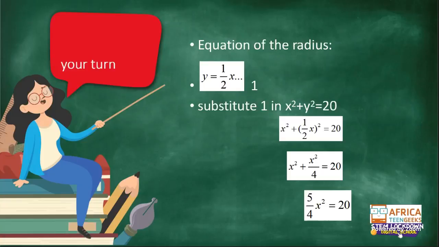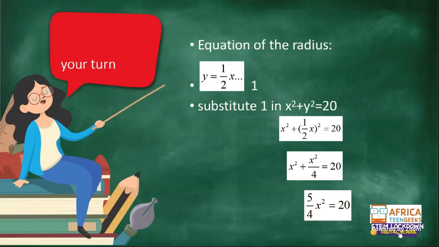The equation of the radius here will be y equal to half of x. Now you substitute this into x squared plus y squared equal to 20. Remember, the equation of the circle was x squared plus y squared equal to 20. So you substitute your value of y, half of x, into y squared, and you get x squared plus half of x all squared, which is equal to 20.